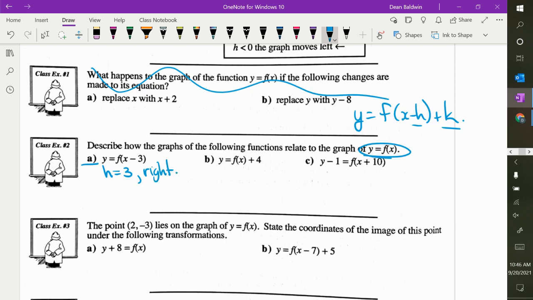So we'll write 3 if you want. You could say HT by 3. I don't really care what you say. All right? Horizontal translation by 3 instead of vertical. What about b? Is that an h or a k? It's a k value because it's outside. So we went up 4 units. Or VT up 4 or VT by 4.